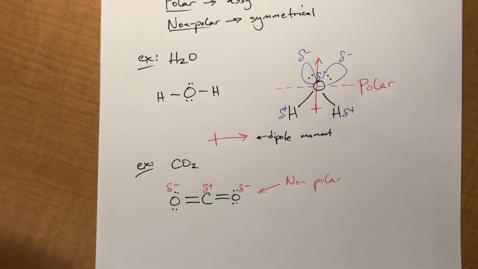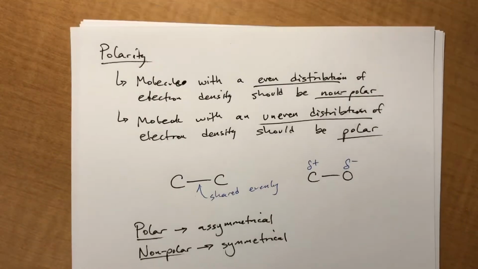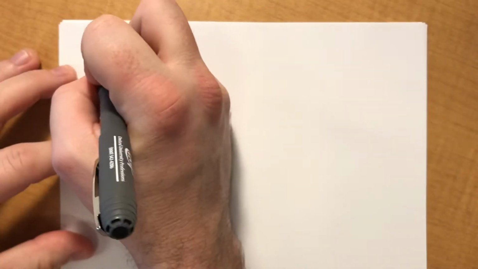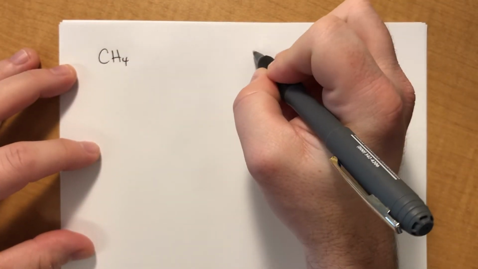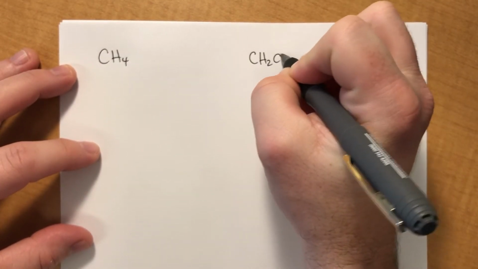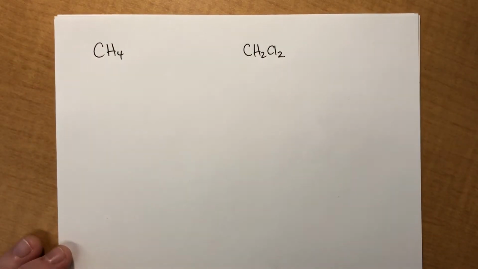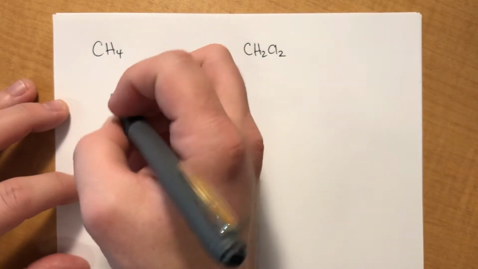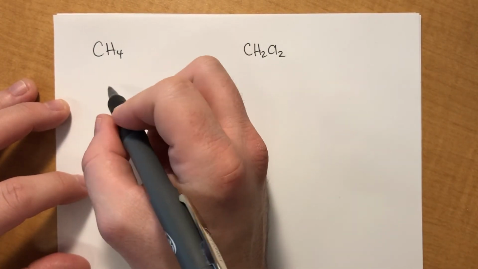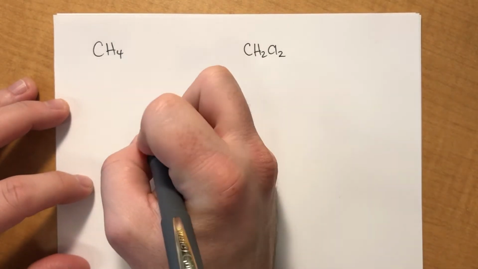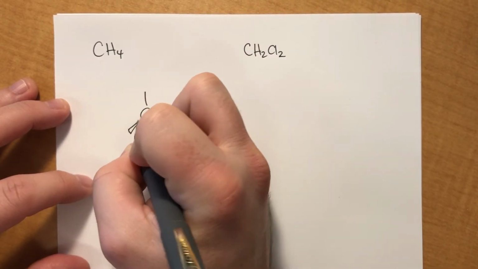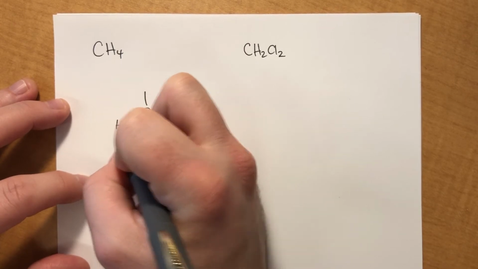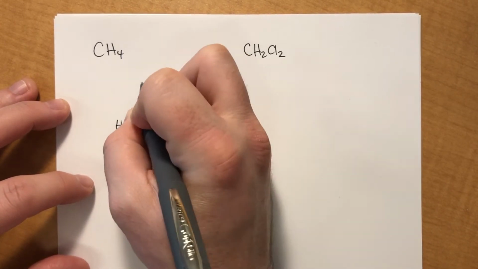Let's try another example, or two or three. Let's try CH4 versus CH2Cl2. CH4, essentially what you have is a carbon with 4 hydrogens, and we'd expect a tetrahedral, so I'm going to go ahead and draw it as a tetrahedral. Again, I don't need you to be able to draw the wedges and dashes, but I do need you to be able to visualize it correctly.